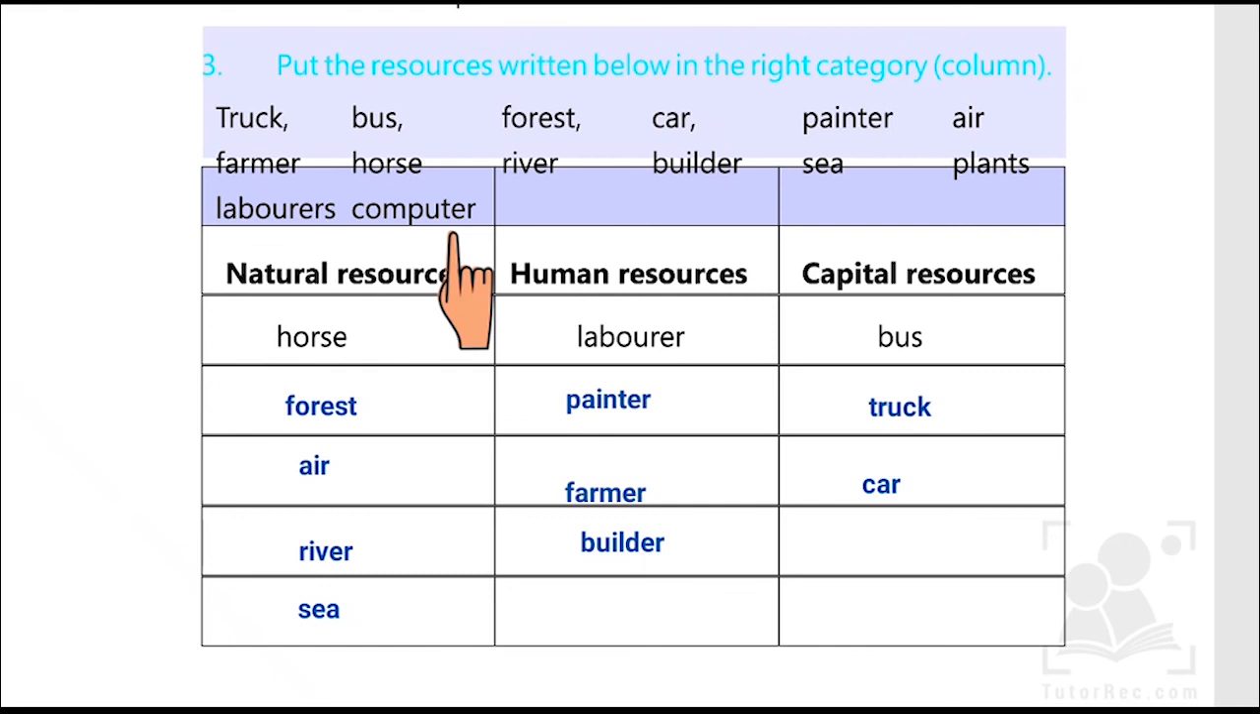So that's all from this unit 4, in which we learnt about 3 resources: natural, human, and capital.